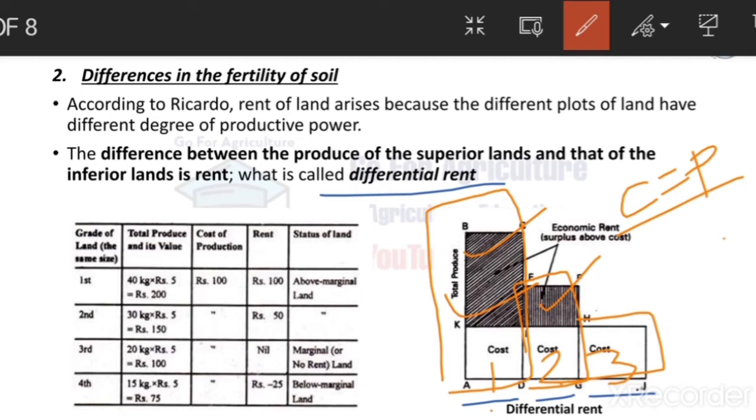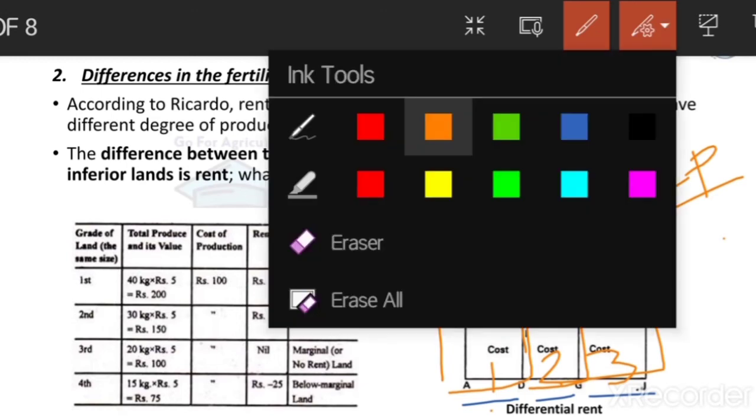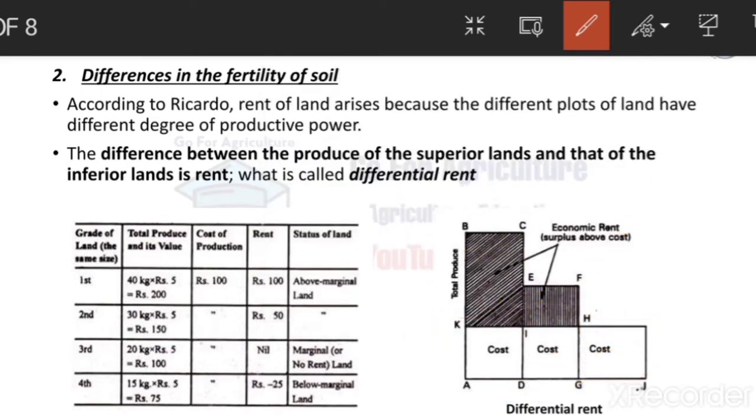This extra portion is called economic rent. You can see it here, and this one too. So economic rent means the extra productivity of lands. And differential rent means the difference between the produce of the superior lands and the inferior.